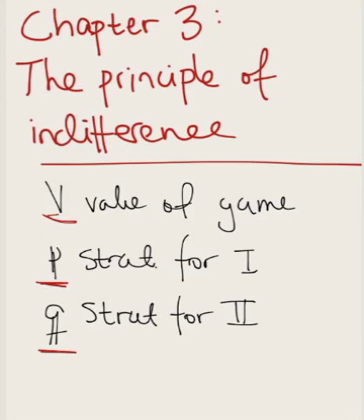Today we're going to discuss the principle of indifference, which is the subject of chapter number 3 in the book. Let me just remind you that we use capital V to denote the value of the game. A bold lowercase p is a strategy for player number 1. A lowercase bold q is a strategy for player number 2.